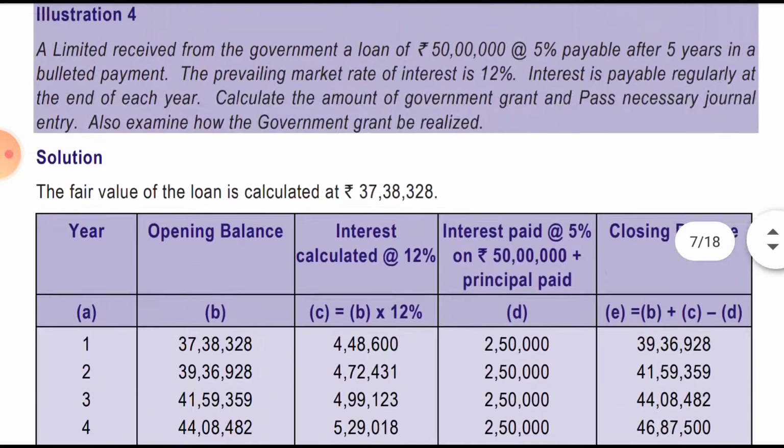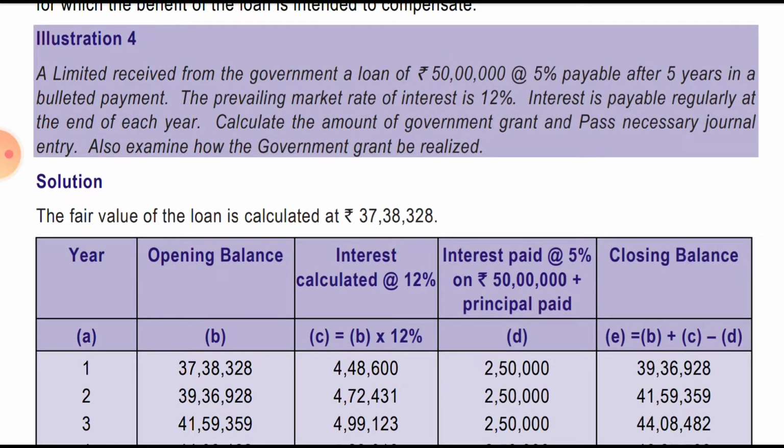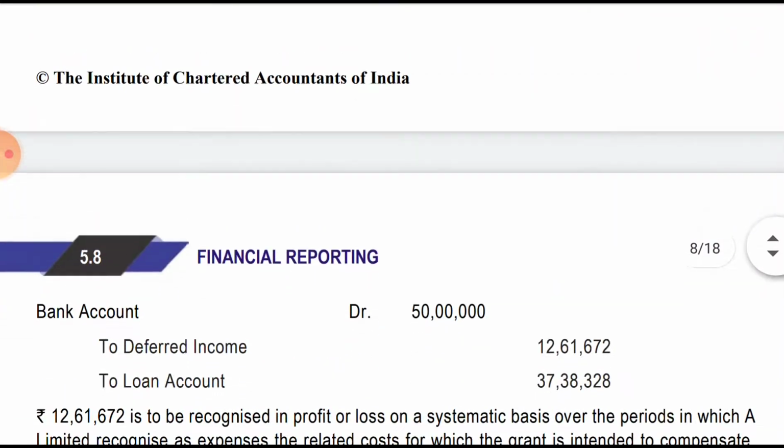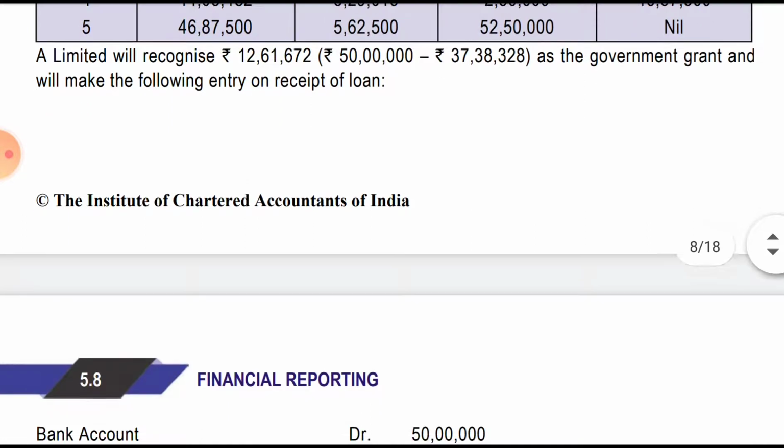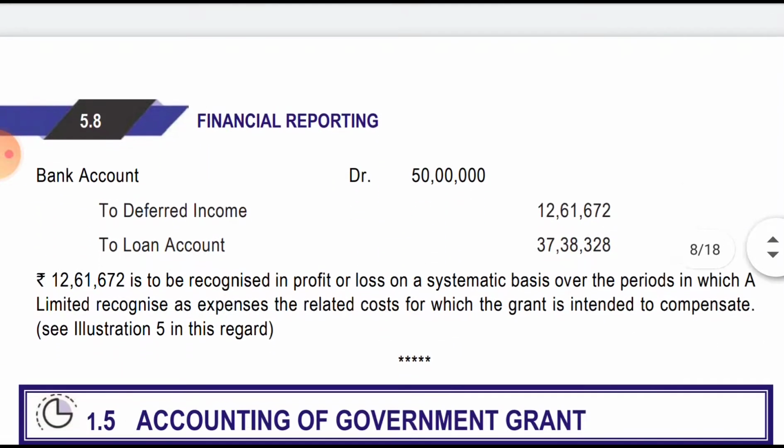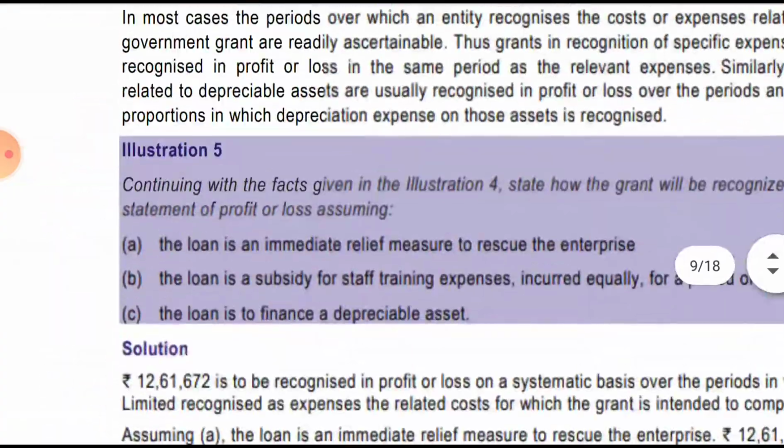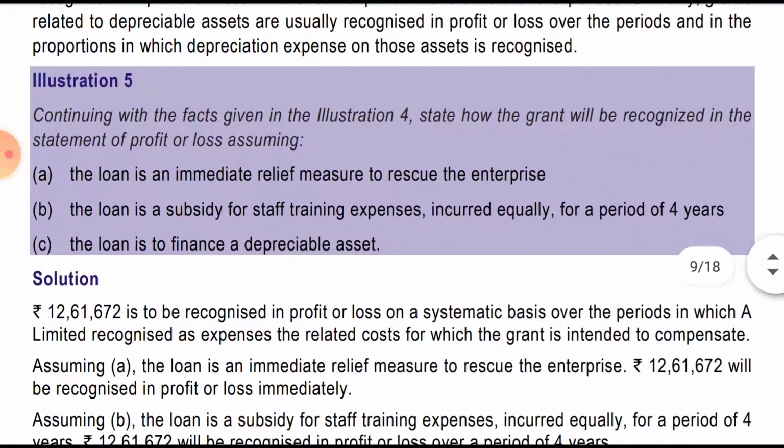They have also asked to pass the necessary entries on the receipt of the government grant. So what will be the entry on the receipt? Basically, this is a loan, so we'll receive the amount: bank account debit, to deferred income 12 lakh 61, and to loan 37, 38. Now this illustration fifth is also based on that previous illustration 4.